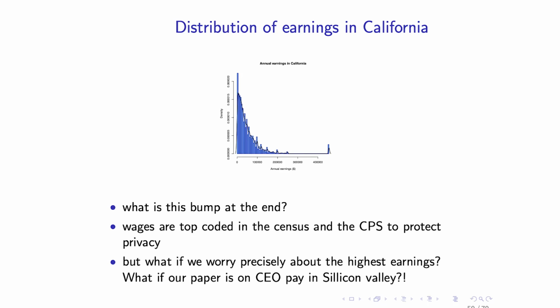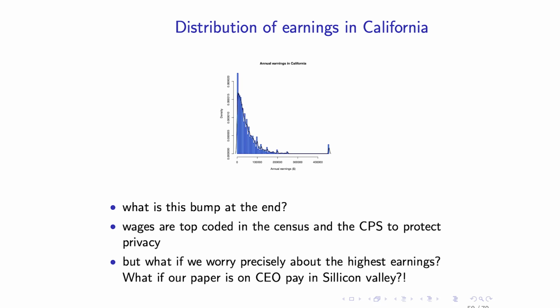I think we have it in a slide. Wages are top coded in the census and the CPS to protect privacy. What does top coded mean? Anyone who makes more than that is going to be brought back to that. So anyone who makes, I don't know what that is, but it's not that high, and anyone who makes more than that amount is just brought back to that level. The top codes vary from year to year, etc. And this is exactly for privacy reasons.